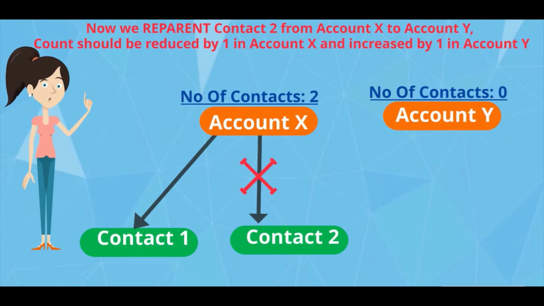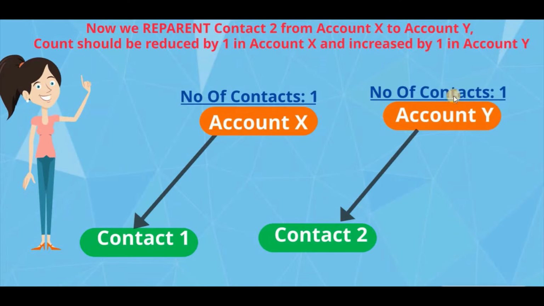Now comes scenario number 3. So far we have seen whenever a contact is deleted or inserted, we have updated the count accordingly, right? Now, in this scenario, for account X, if we reparent contact 2 from account X to account Y, which means we have the ability or the option to reparent, right? In Salesforce. So when this reparenting of contact 2 has been done from account X to account Y, the counts of each account record have to be updated accordingly.